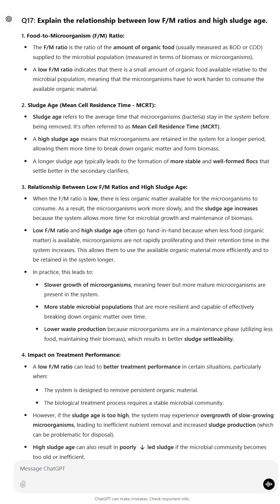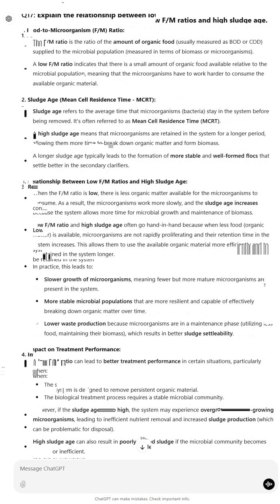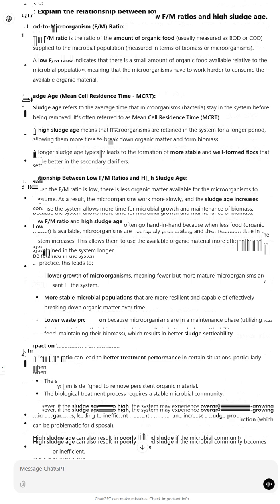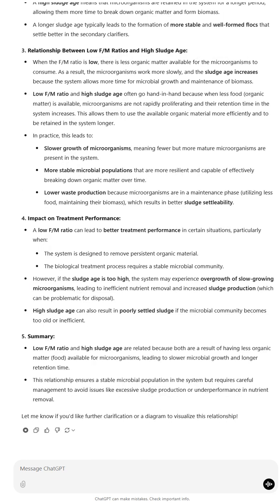When the F/M ratio is low, there is less organic matter available for the microorganisms to consume. As a result, the microorganisms work more slowly, and the sludge age increases, because the system allows more time for microbial growth and maintenance of biomass.